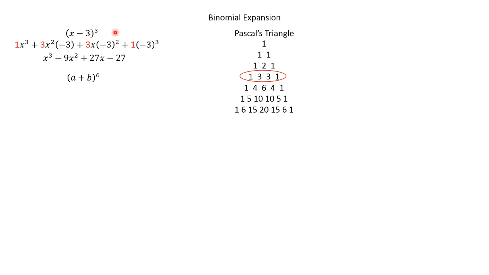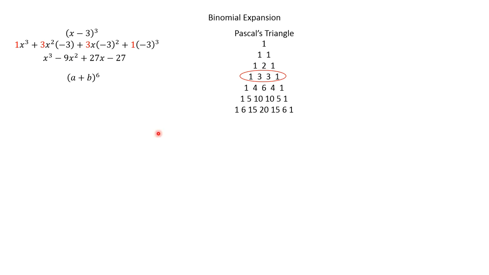cubed out. And so again, the pattern: we take this first one, start it with the exponent, cubed, x squared, x, no x. And we take the second one, negative 3, start with the exponent, cubed, and go backwards. Negative 3 squared, negative 3, no negative 3. Then we look at the line on Pascal's triangle where the second number matches the exponent. We put it into our coefficients.